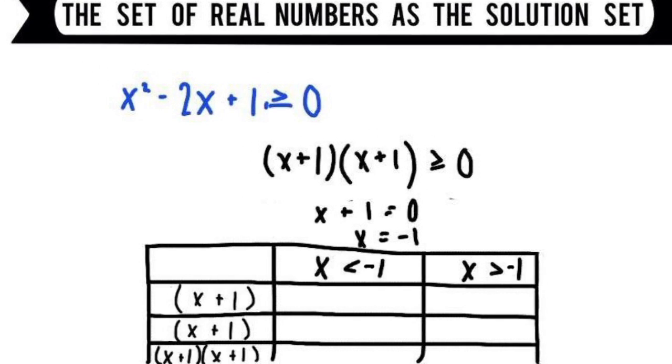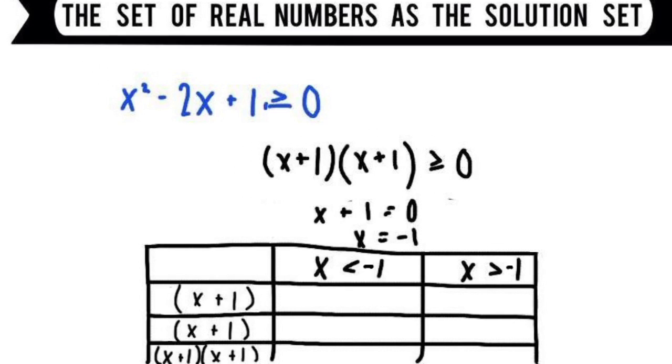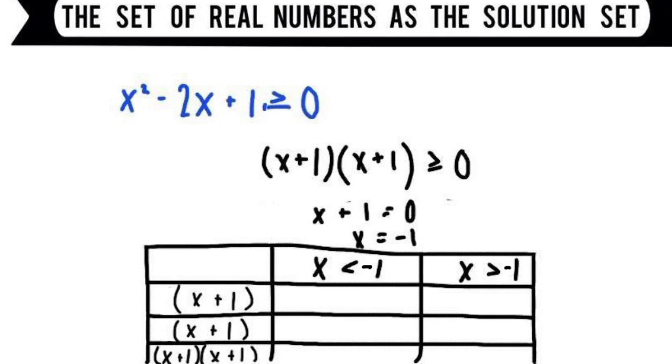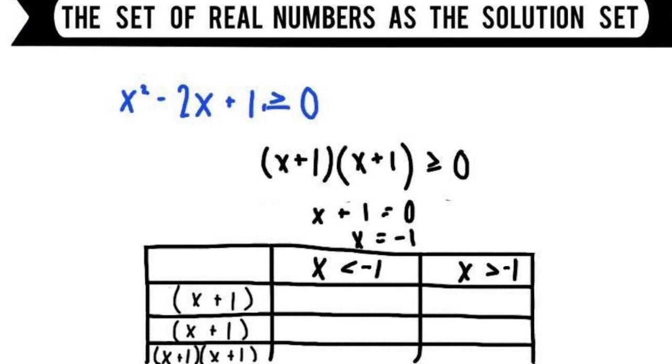Create a table wherein the sets will be placed on the left side, and x, or what x is equal to, will be in the row. Now you fill up the table.